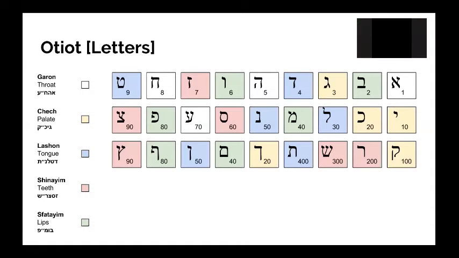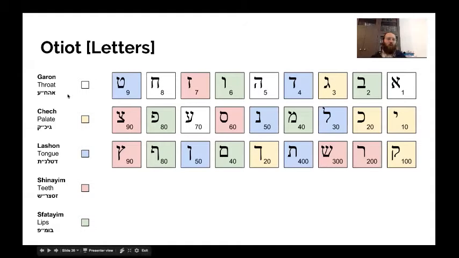How come there's only 4 from the throat? Is it because there's no ending attributed to that? There's only 4 white ones. But also in the sfataim, there's only 4. So in the gaon, the throat, in the chech, the palate, and the sfataim, the lips, they all have 4 letters. The only ones that have 5 are the lashon, the tongue, and the shinaim, the teeth. The ones that have the ending letters, these are just ending letters, so they don't actually count as extra letters.